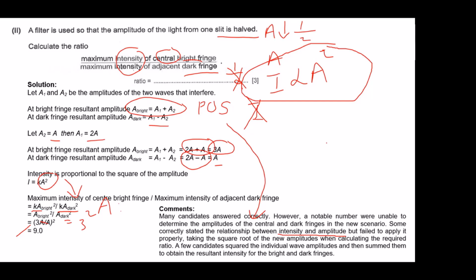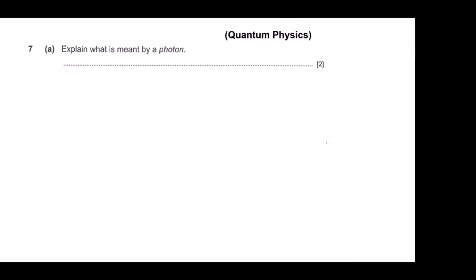Okay, so this is the end of question 4. I'll move on to question 7 on quantum physics. For the first part, 7A, they ask you to explain what is meant by a photon. It's a 2-mark question. It's an explain, so you're expected to write down what is meant by a photon.